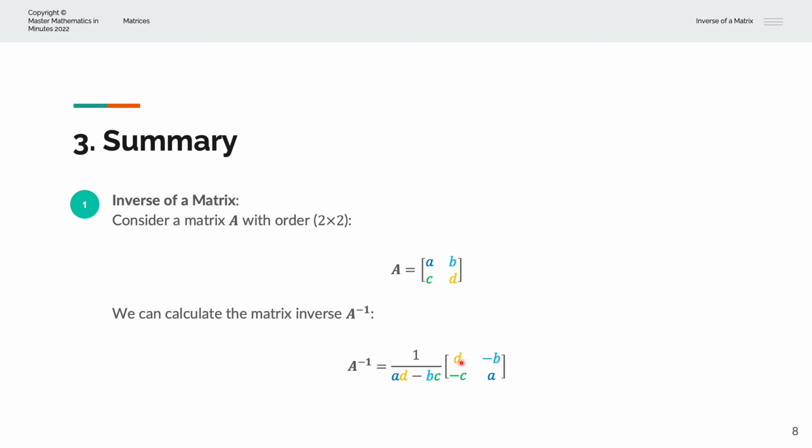And step 2 is where we swap the positions of A and D. And step 3 is where we put a minus sign in front of B, and that becomes minus B, and we'll do the same for C as well, and that becomes minus C. And this gives us the inverse of matrix A.